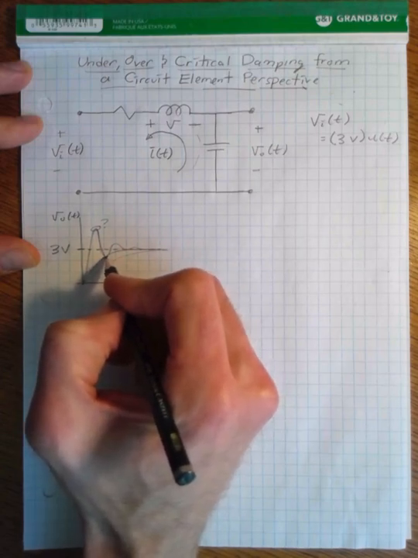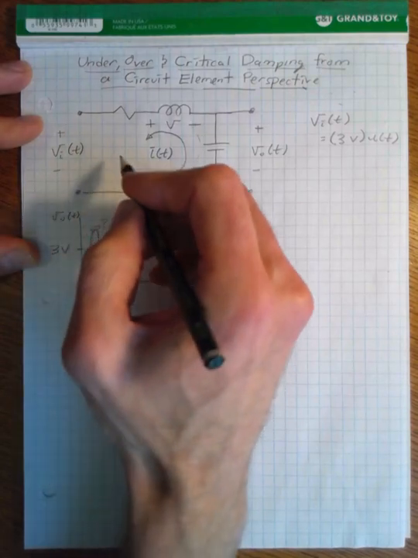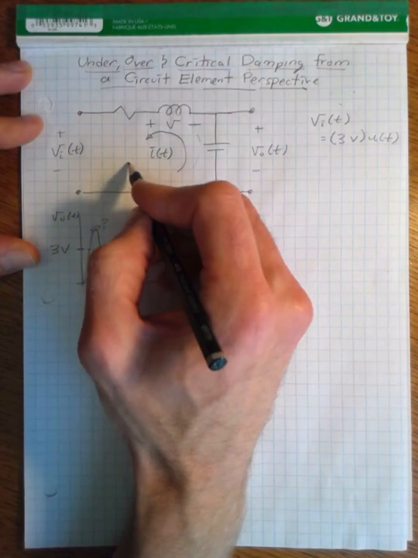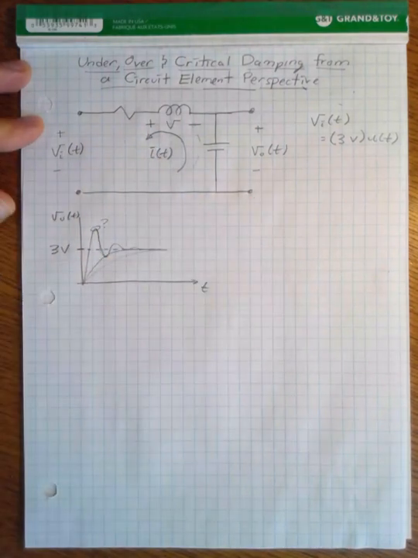However, the capacitor now is undercharged, right? It's below 3 volts. And so now this is the opportunity for our source voltage to start pushing current in the clockwise direction again. And the cycle repeats.